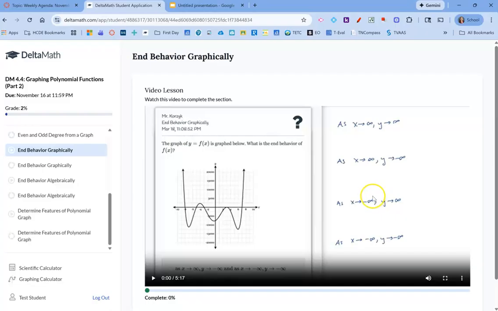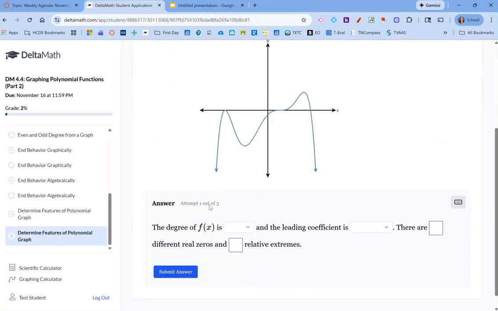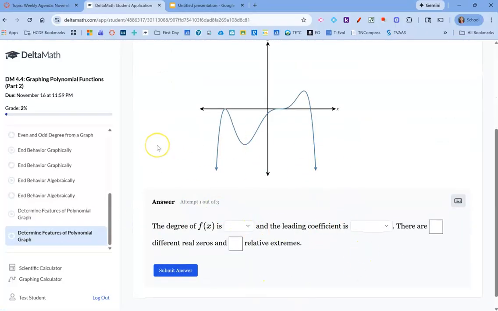And we have some statements over here. As x goes to positive infinity, that's saying as you look at the right side, what's happening on the right? Is the arrow pointing up to infinity, or is it pointing down? In this case, up. And then as x goes to negative infinity, so on the left side, what's happening? It's saying y is pointing up, so infinity. So instead of saying up and down, or left and right, we're using positive and negative infinity. You can do that graphically and also algebraically. And then at the end is determining features of the polynomial. So it's going through and summarizing everything from last week and this week with graphing polynomial functions.